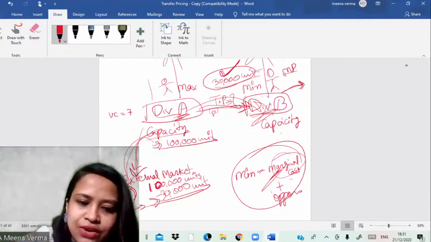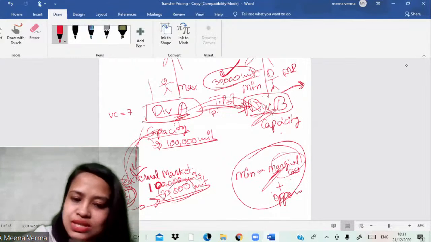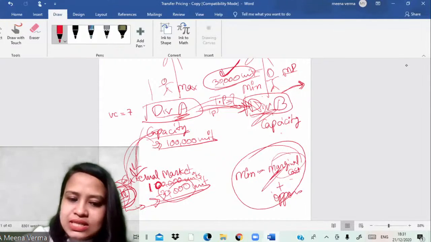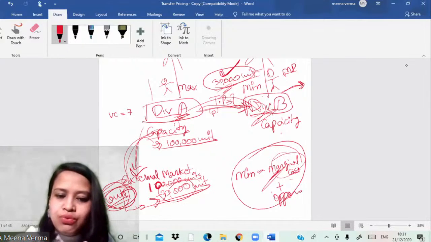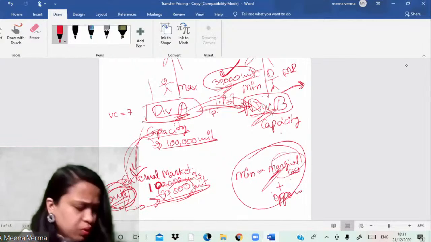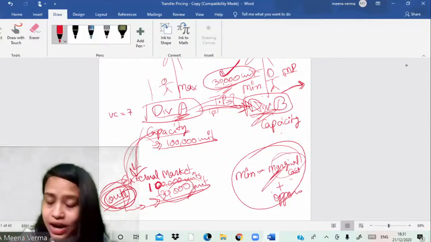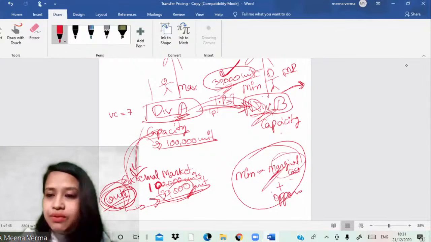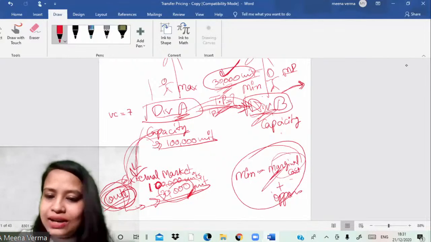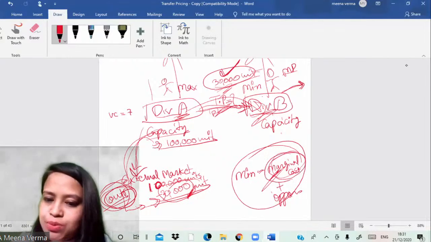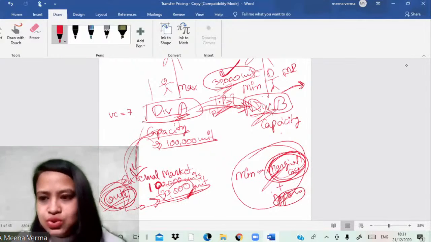For example, if I'm losing 30,000 units because division B is demanding 30,000 units, I can't sell my entire 1 lakh units to the market, because I have to produce 30,000 units for division B. Whatever contribution I'm losing on those 30,000 units, I want to recover it from the transfer pricing. So in that case, what will be the minimum transfer pricing? Marginal cost plus opportunity cost.